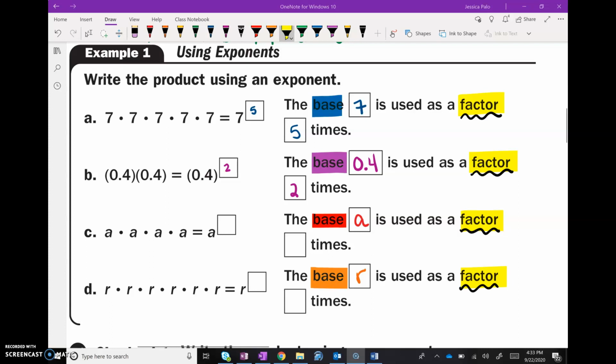Example C, our base is A, and A is being used as a factor 4 times. So our exponential expression is A to the 4th power. And our last example, D, gives us a base of R being used as a factor 2, 4, 6 times.